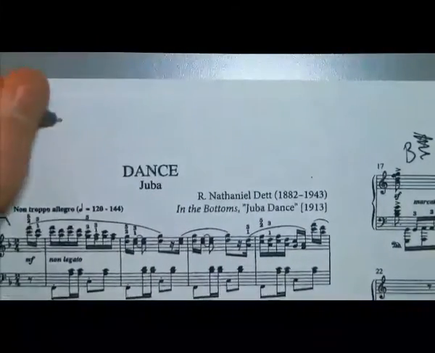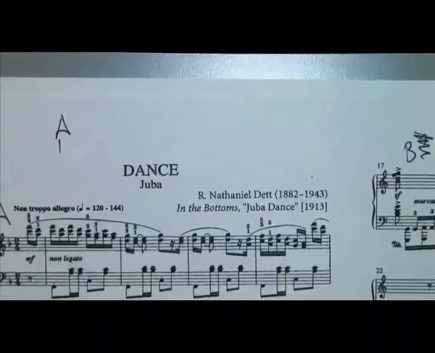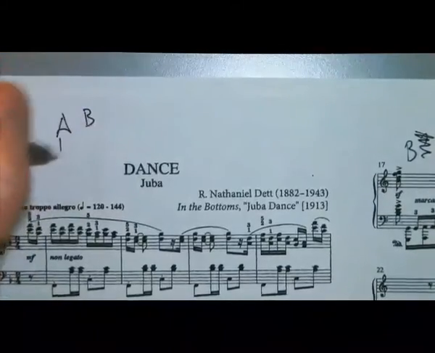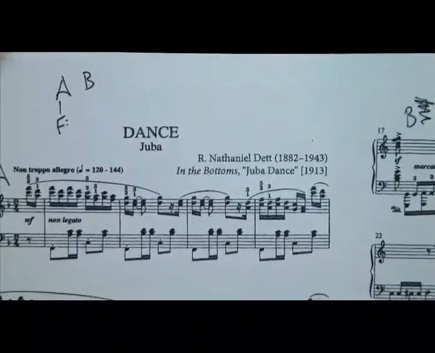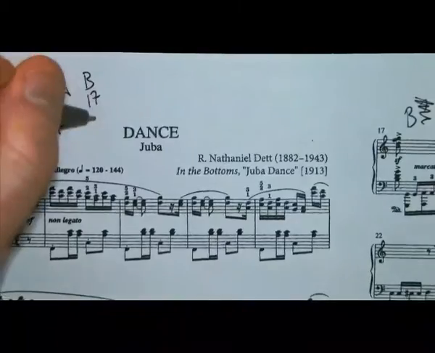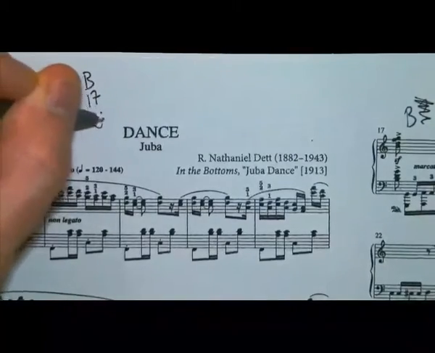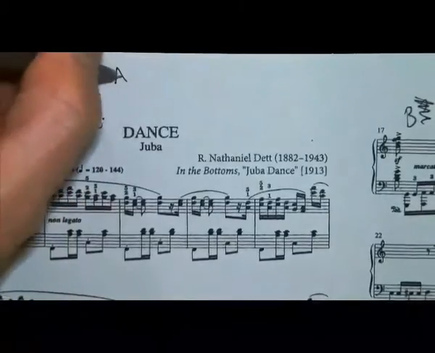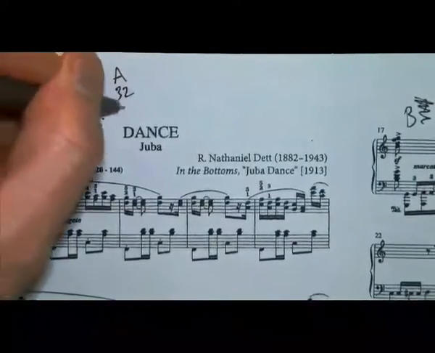So far, let's take a look at what we got. We've got A. We'll call that measure 1. Then there's a B, and we could say that it's F major. So I'm just kind of making a summary as I go along. Measure 17. And we could say that it's C major. And then the A comes back at 32. And it's back to F major again.